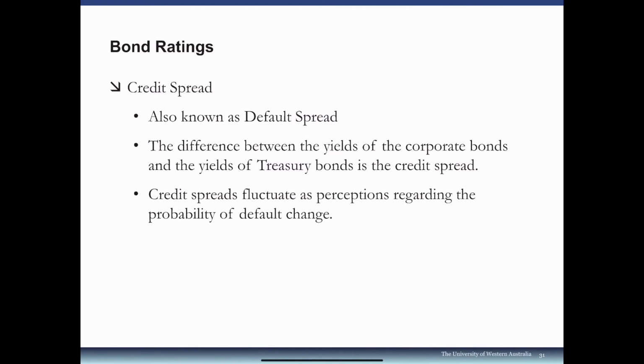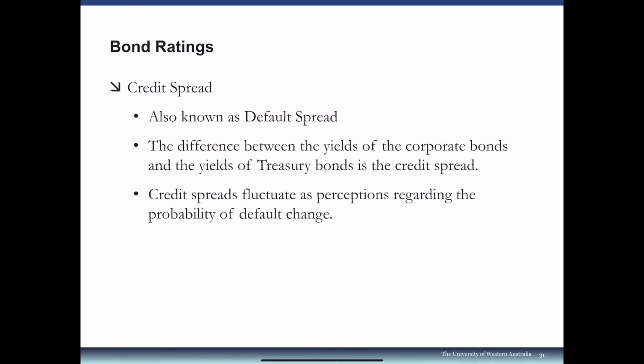So here's a term that we're going to use later on in your exams and in your exercises. It's called credit spread, also known as default spread. Credit spread is defined as the difference between the yields of corporate bonds and the yields of treasury bonds. The treasury bonds are issued by the treasury, and for most developed countries, especially the US, they're meant to be default free, because the government can always get the Fed to print more money, right? So it's less likely for them to default.